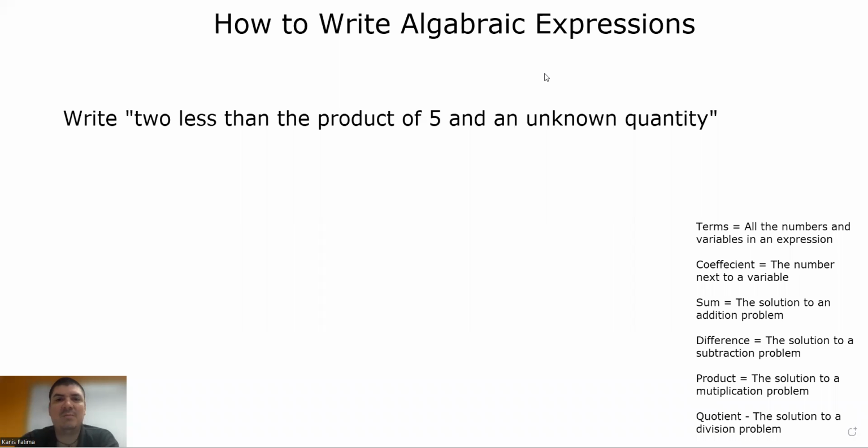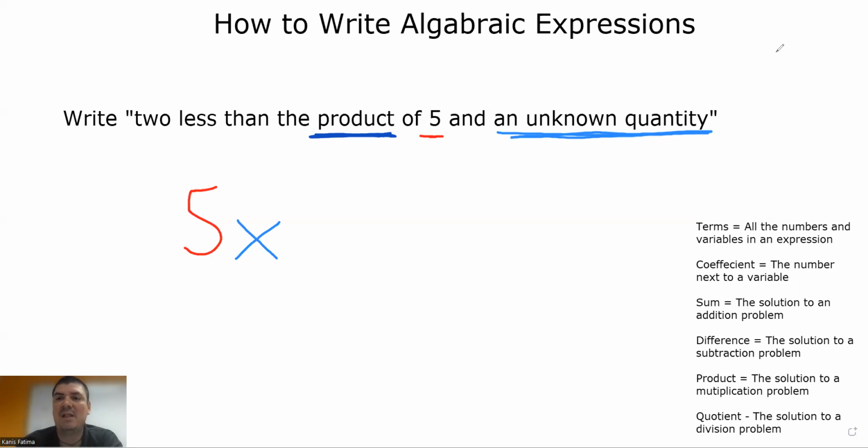Looking at another example, I see write 2 less than the product of 5 and an unknown quantity. So I know that product is a multiplication problem. So looking at what I'm multiplying, it's the product of 5 and an unknown quantity. So the way to write the product of 5 and an unknown quantity would be to write 5 times a variable. So here I'm going to use the letter x. 5x is the product of 5 and an unknown quantity.